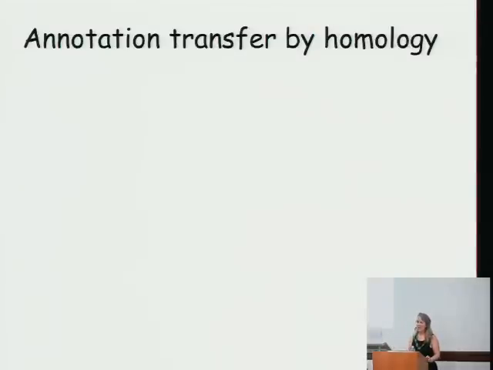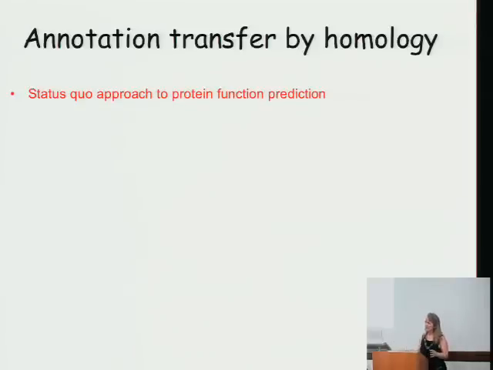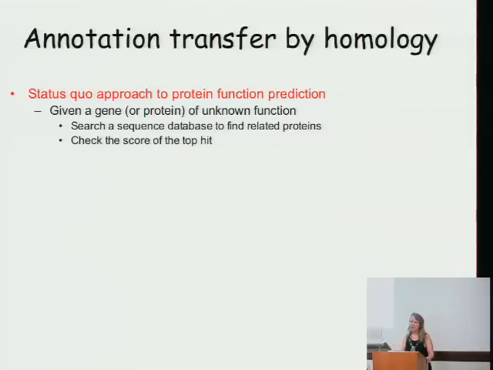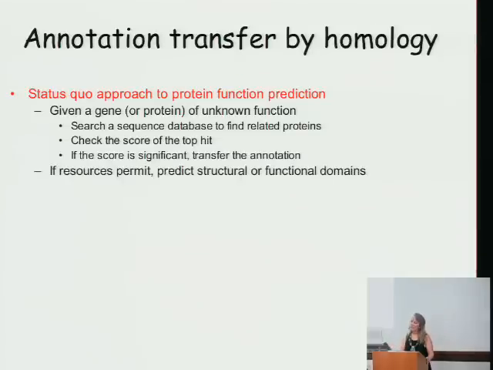All right, annotation transfer by homology. We're getting into the technical section. Here's how it works. You have a new genome, you have thousands of genes, and you want to predict what the functions are. So you take these sequences, and you run a sequence search program, typically BLAST or something similar, against a large database. You find related proteins. You check the score of the top hit. If that score is significant, you transfer the annotation. If you have additional resources, you might look for protein structural or functional domains using a resource such as PFAM.